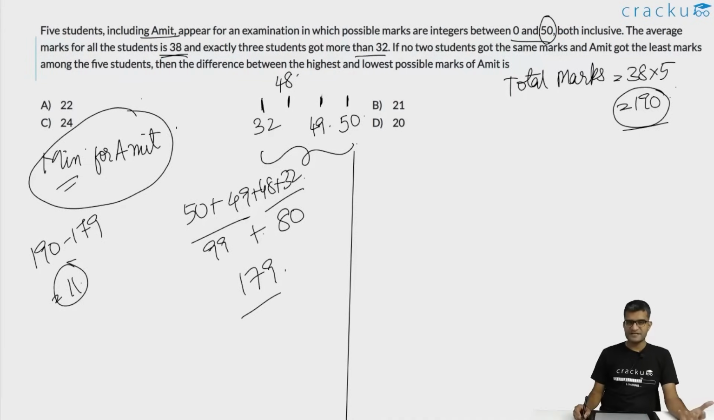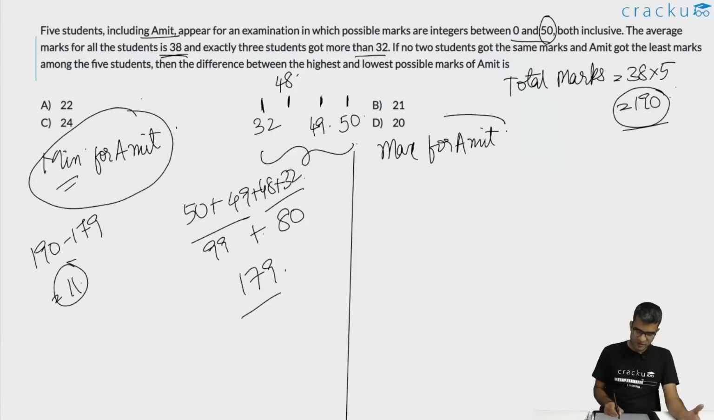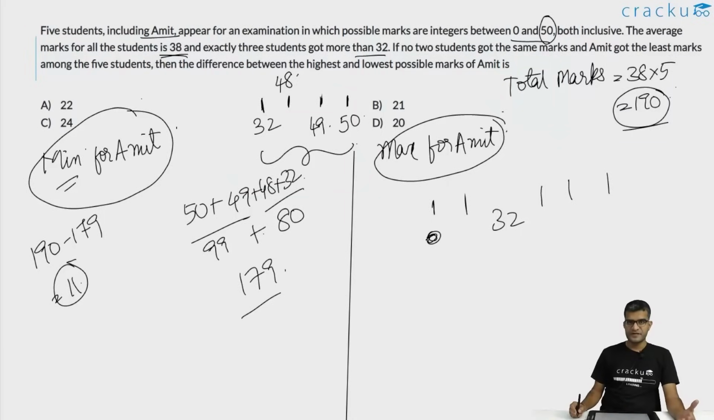Now let us try to maximize Amit's score. Maximizing the score for Amit is actually much easier, because the only condition that we have to keep in mind is that only 3 people scored more than 32. The maximum possible score for Amit is obtained if the fourth highest score, that is this guy, scores 32 and Amit scores just 1 less, which is 31. Now the sum of their 2 scores is 63, which is 31 plus 32.